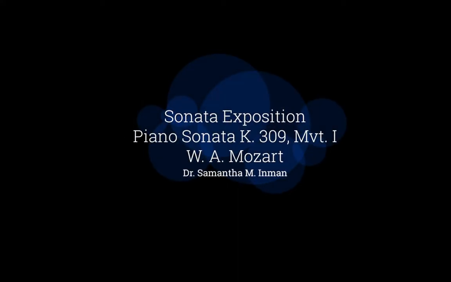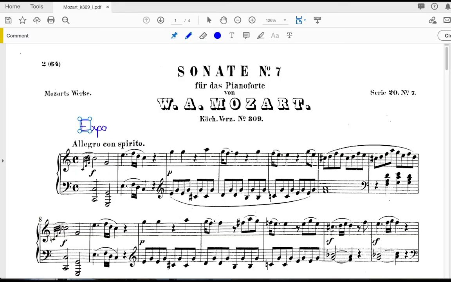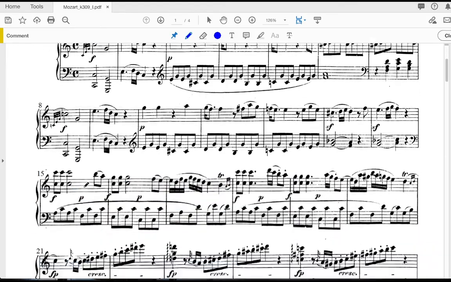Today we'll be talking about the exposition of Mozart's Piano Sonata First Movement, K309. Now, in pieces that include a repeat of the exposition, figuring out where the exposition ends is actually pretty easy because you can just scan ahead and look for the repeat sign.